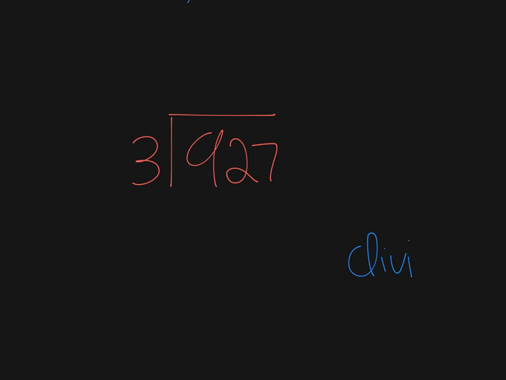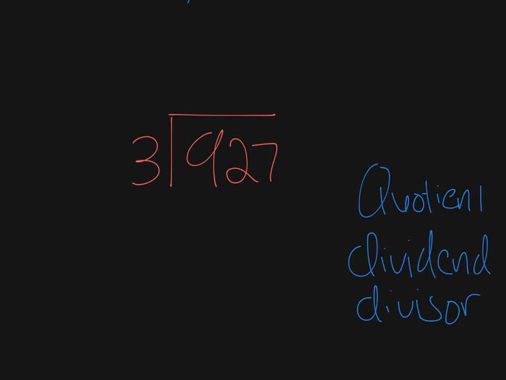Second one says find the quotient. So it is 927 being divided by 3. Once again, the 927 is called a dividend. And then your 3 is called your divisor because it's doing the dividing. And we're trying to find something called the quotient, which is the answer to a division problem.